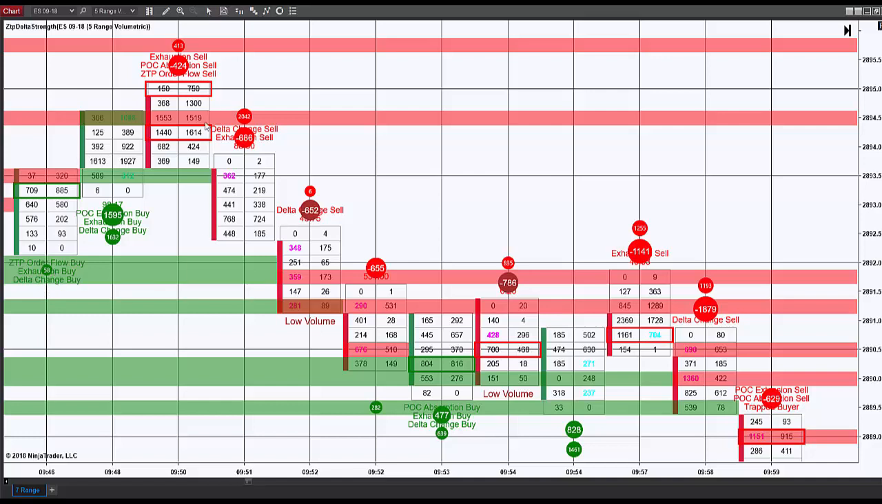What the exhaustion and the delta signals are going to be doing is showing, as in this trade here, that there was a lack of buying support as the price reached the top, and then the software gave us a POC absorption and a ZTP order flow along with that. The delta sell or buy indicator represents a change in the delta over a series of bars. So look for a new order flow indicator in the next few days.